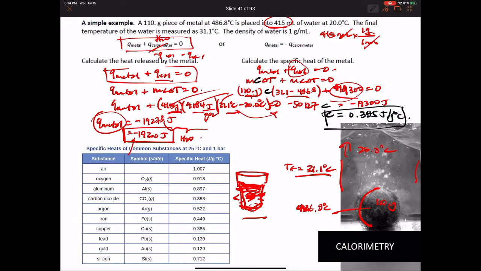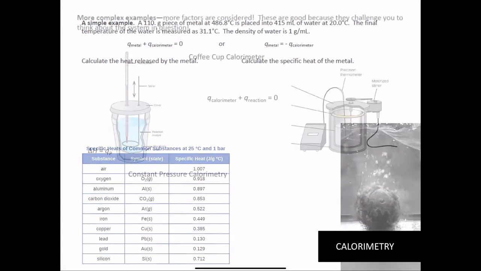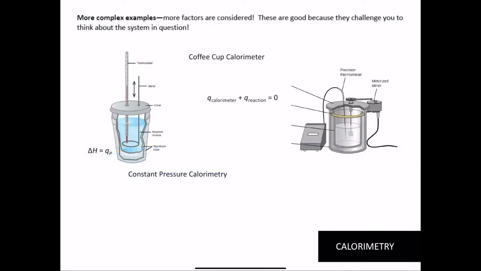All right. So if this was one of our metals, we could see what it is. And oh my gosh, it's copper. Nice work by us. All right, so this is an easy example of calorimetry where we know the system, right? The energies of the system add up to be 0. So if I can solve for one of these things, I can solve for the other thing. Let's see, so more complex examples, we have to consider more factors. And these are good because they force you to think about stuff, all right? And thinking about stuff is good for you.